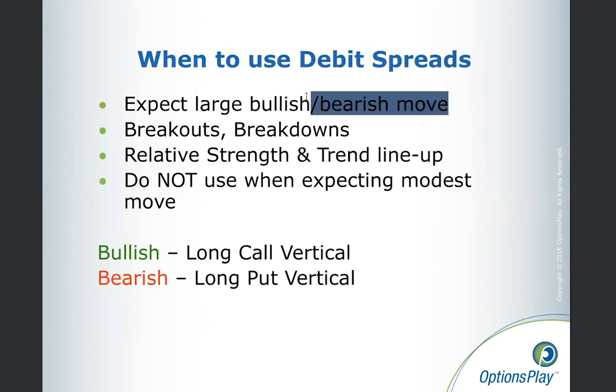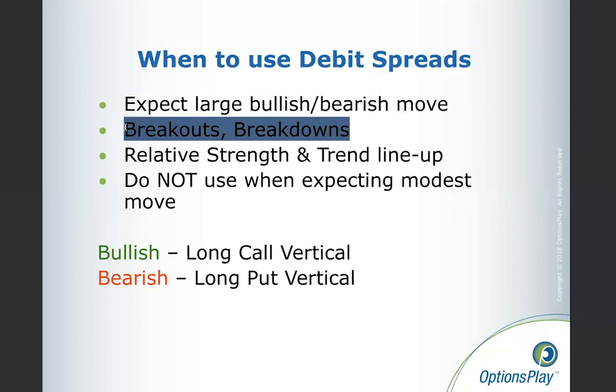Number one, debit spreads are only useful when you're expecting a large bullish or bearish move on an underlying stock. And I emphasize the term large, meaning if you're expecting a stock to move 1 or 2%, this is not the strategy for you. I'll show you really quickly with some examples why the debit spread is not suitable if you're only expecting a modest move. This is really great if you're expecting a breakout or a breakdown. These are typical technical analysis setups where you typically see large, quick, fast moves when a stock breaks out or breaks down. So those are ideal for trading debit spreads.